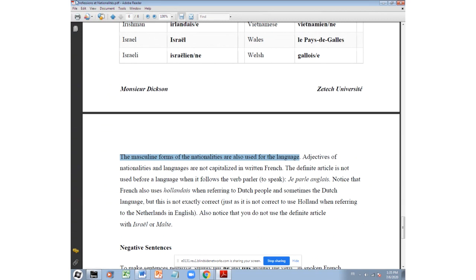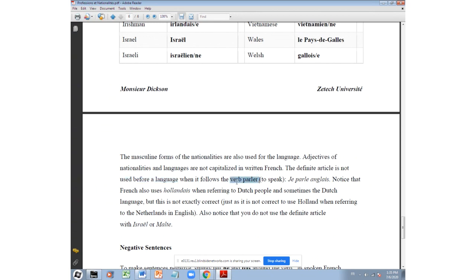So we say adjectives, nationalities, and languages are not capitalized in French. Note that. So adjectives of nationalities are not capitalized in French. The definite article is not used before the language. Note that when it follows the verb parler.